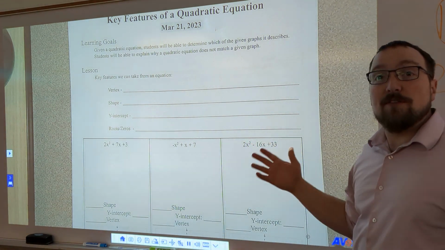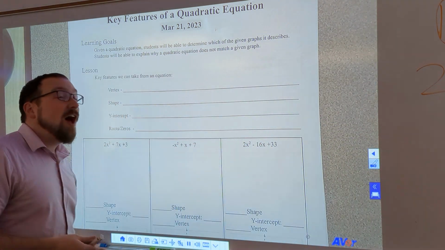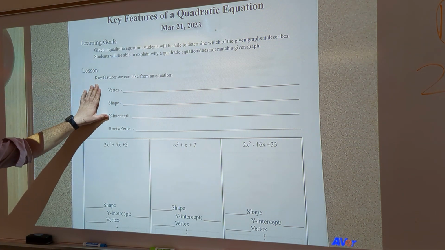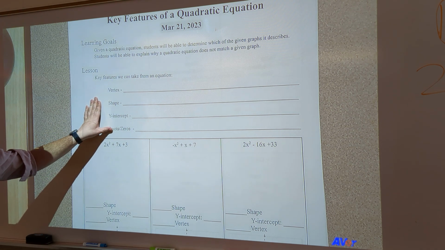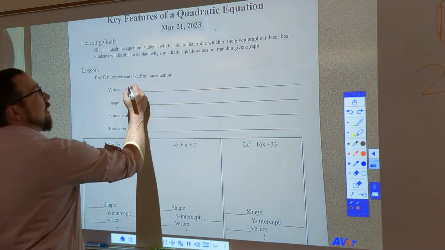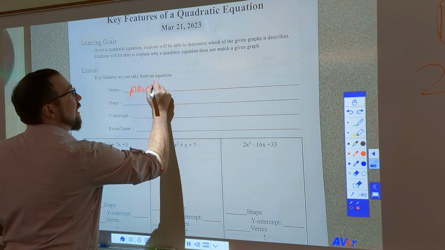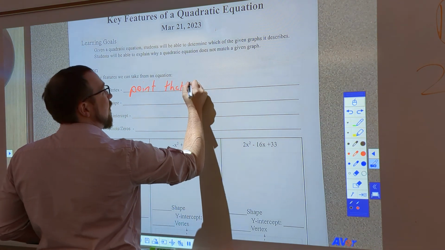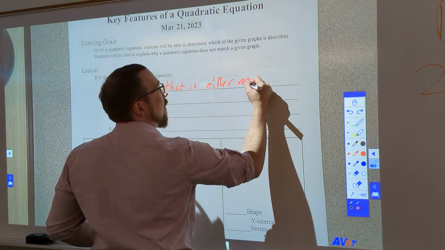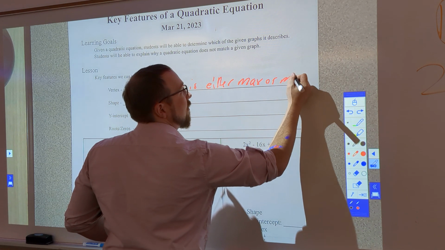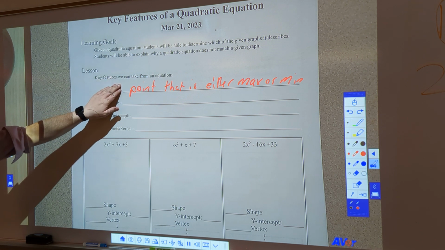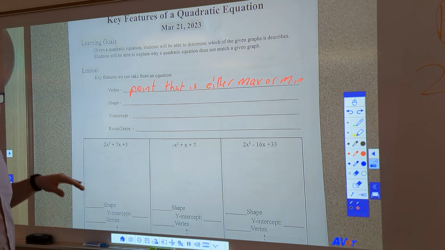So I want to start off with a couple of key features of quadratic functions. Those key features include things like the vertex, the shape, the y-intercept, and the roots or zeros. So the vertex is the point that is either the max or the min. In a second, we'll remind us how to find the vertex, but let me go through the rest of these first. So the point that is the max or the minimum means the highest point or the lowest point.